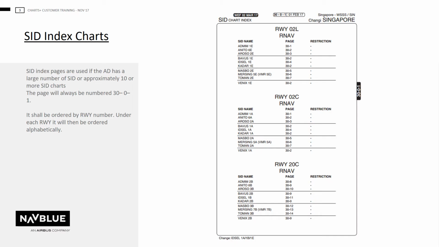If the aerodrome has approximately more than 10 pages, then NavBlue will create an index page. It should be placed first in the SID chapter with a page number of 30-0-1. The order will be the runway order, starting with the lowest.